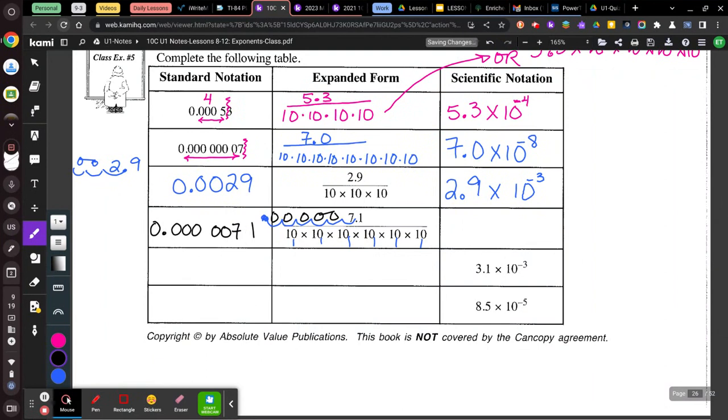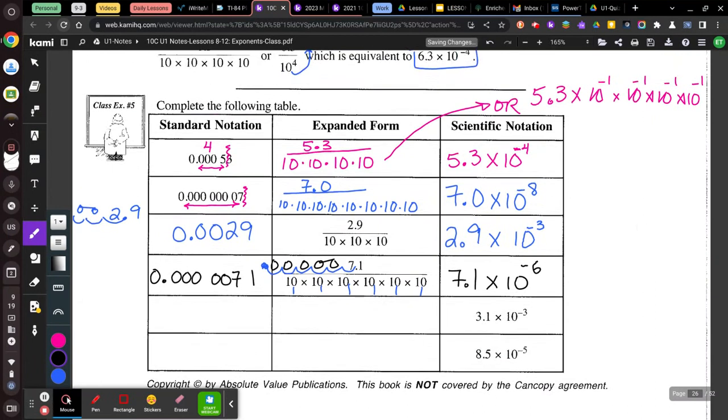Now we're going to go to scientific notation. 7.1 times 10. And now we counted our 10s on the bottom, and we had 6 of them. So negative 6. And again, if you wanted to, you could have showed it like this. You could have showed the times 10 to all of the negatives. Okay, you could have showed that instead of showing the dividing by. Both are correct. But you will see it both ways.